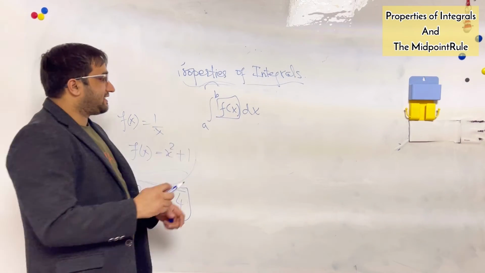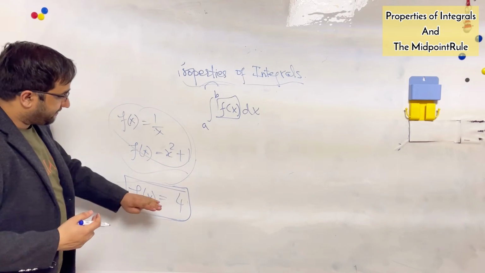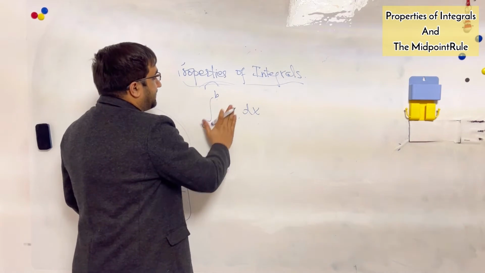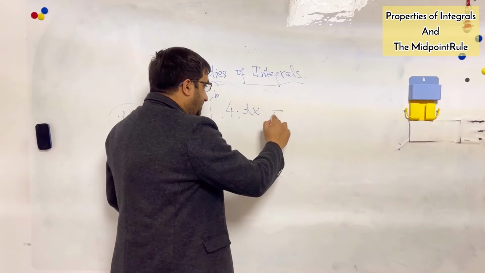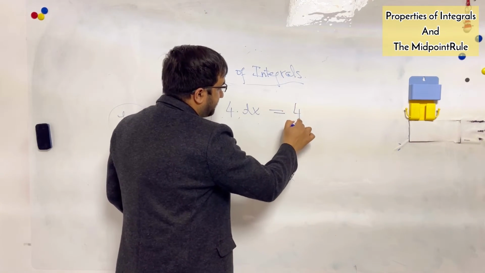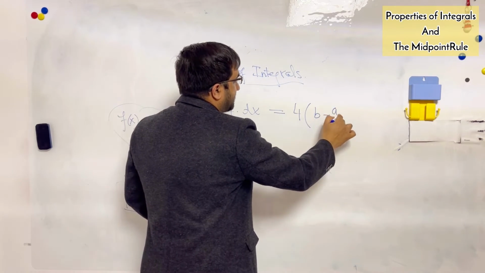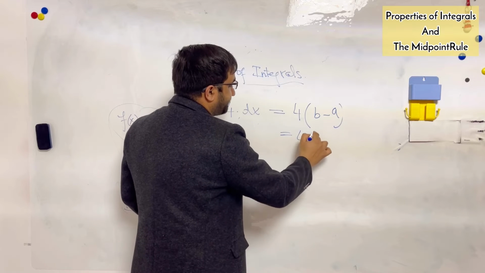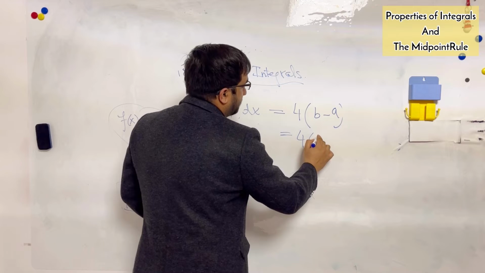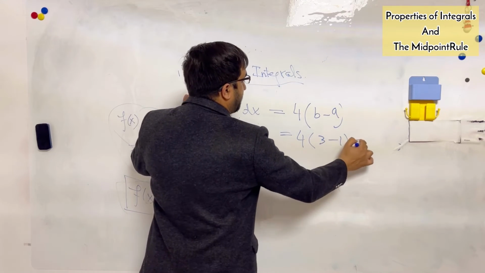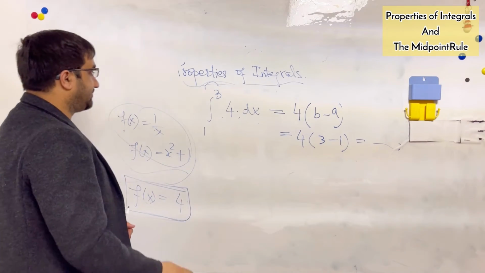For these functions the rules are different. If I have this kind of function, that is, a constant number into dx, the formula says simply keep this number here and plug in the limits and find their difference, b minus a. That is your answer. If this is 1 to 3, then 4 into 3 minus 1, that is your answer. You don't need any other methods to solve this integral.